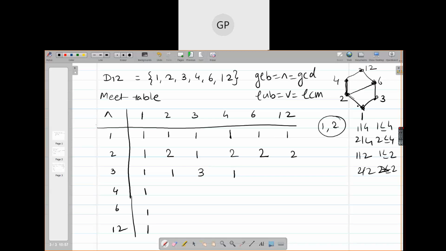3 and 6 are again joined. See, 3 and 6. 6 is at the upper level than 3. I told you that when you find GLB like this, the element at the lower position is the GLB and the element at the upper position is the LUB when the two elements are joined by an edge. So this is 3. This is also 3. Tell me the lower bounds of 3 and 12. What are the lower bounds of 3 and 12?